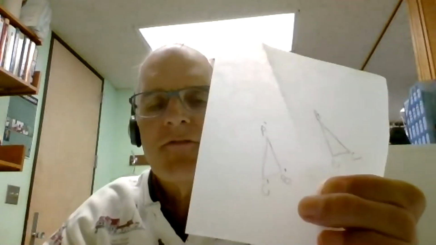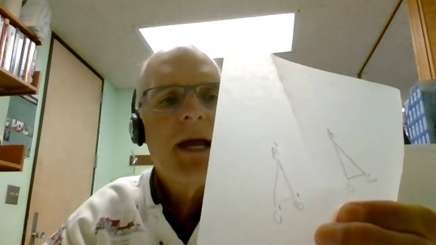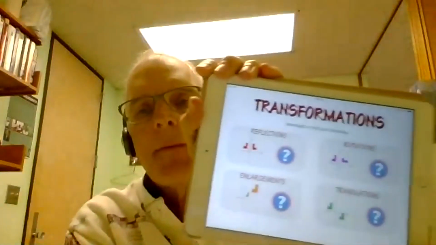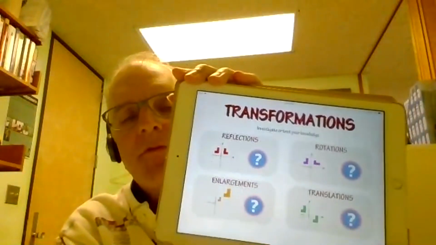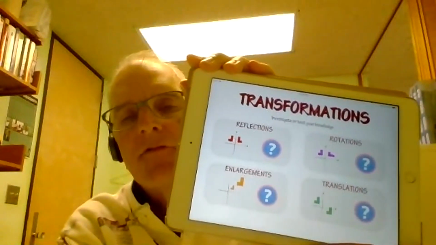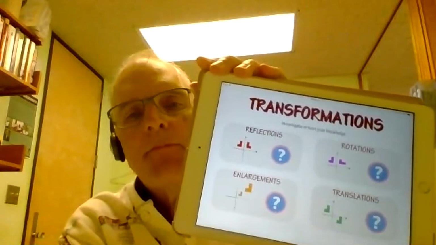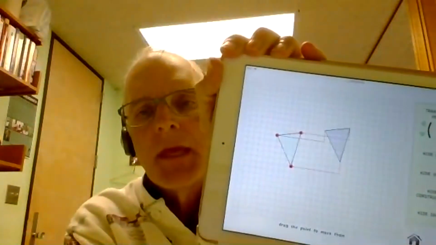So if it was a face-to-face class, we would do more with patty paper, but since it's online, I'll just leave that as an example. The next thing I'd like to show you is an app that is available for the iPad. It's called the Transformations app. I believe that it does cost 99 cents, so you may not want to buy it.